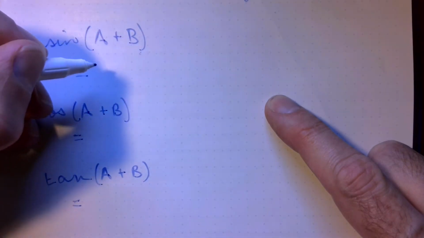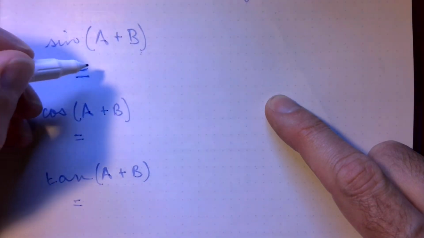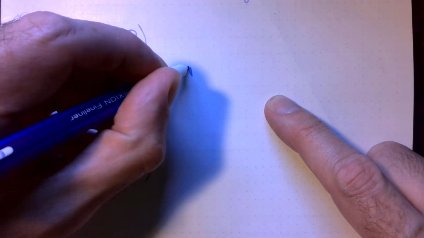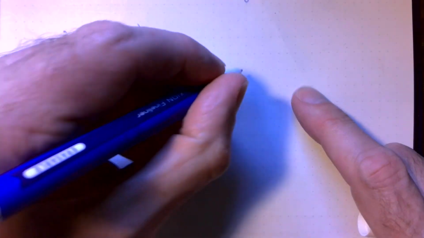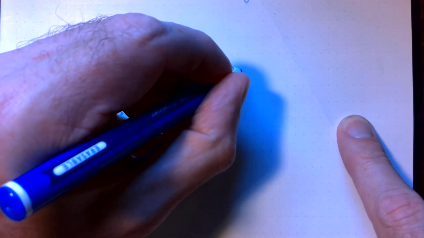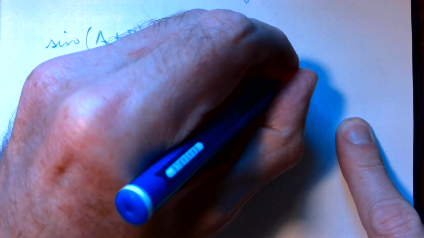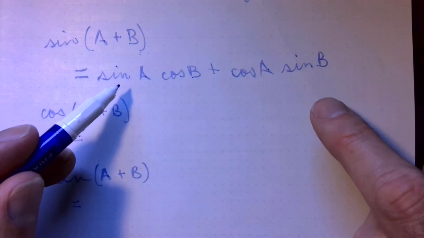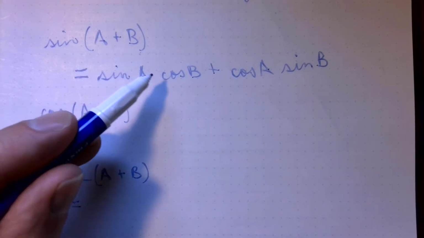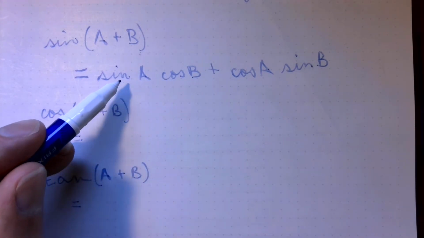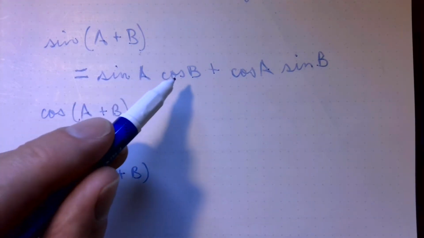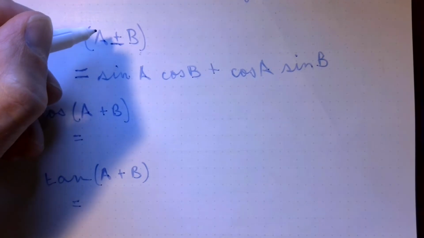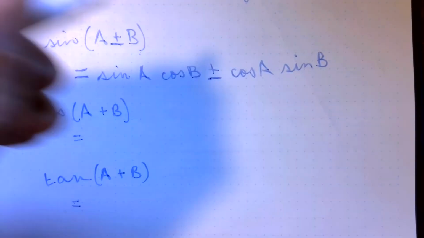So angle sum, sine of the sum of two angles. The way it works is like this. It's sine A cosine B. Those two are multiplied. Plus cosine A sine B. Notice it breaks up into two terms, and each of the terms has two factors. It's pretty easy to remember because each of the terms has one sine and one cosine. And if you're talking about the difference of two angles here, then you would take the difference over here.